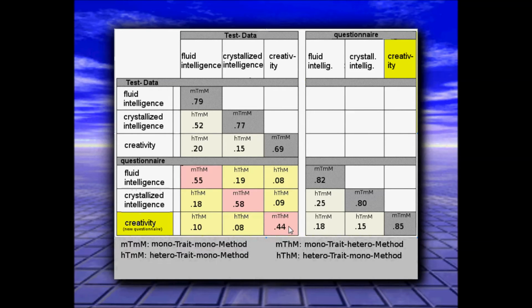This is an indicator that you are really measuring creativity with your new questionnaire. In case of fluid intelligence or crystalline intelligence, the correlations are a bit higher, which might be because of the low reliability of the creativity test. Because the lower the reliability, the lower the correlations to other measurements of the same trait.